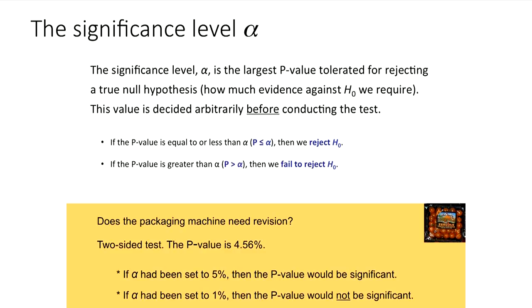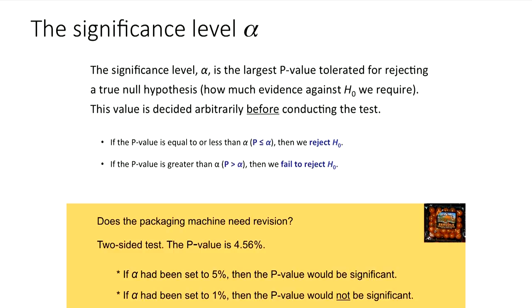If we set the value to 0.05, or a 5% level, then we would say that, yes, our result is statistically significant and the packaging machine needs revision. If we had set it lower, let's say we wanted to make sure that there was only a 1% chance that we would get these results because of random sampling error, then the p-value would not be statistically significant. And the way that this is decided is oftentimes arbitrary, oftentimes determined by past practices.